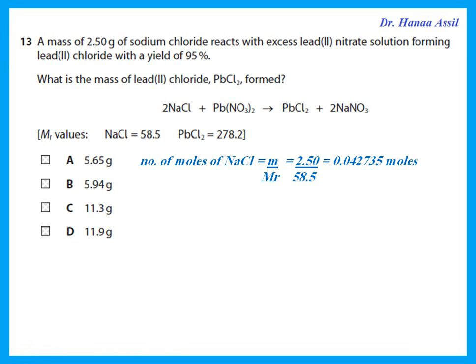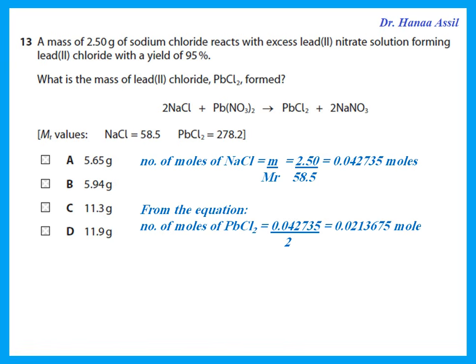Then, what is he asking about? He's asking about lead chloride. So I look at the equation. What is the ratio of moles between NaCl and PbCl2? From the equation, 2 moles of sodium chloride would give 1 mole of lead chloride. That means the number of moles of lead chloride is half what we got for the sodium chloride. So now I have the number of moles of lead chloride.